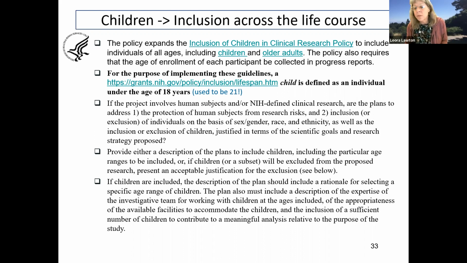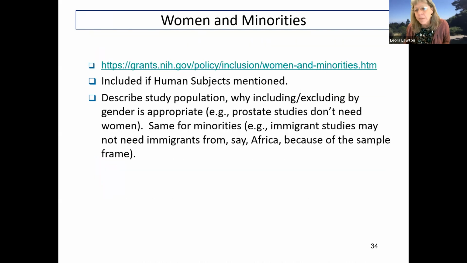But if it's not human subjects, let's say you're using a publicly accessible database, you still have to talk about children, that you're analyzing children in this. So regardless, even if it's not human subjects, it might not be analyzing children, but then you have to say that it's relevant, it's appropriate. Like, let's say you're studying dementia. Well, thank God, dementia is not a problem with children, so you wouldn't mention it there. Women, minorities, again, if you're talking about prostate cancer, women don't need to be in the study, but otherwise, if you're talking about lung cancer, then they do.